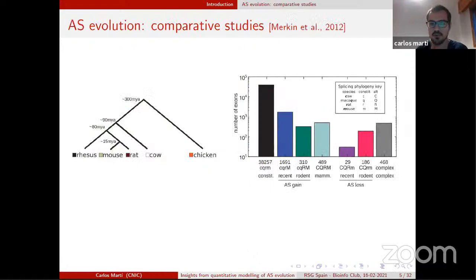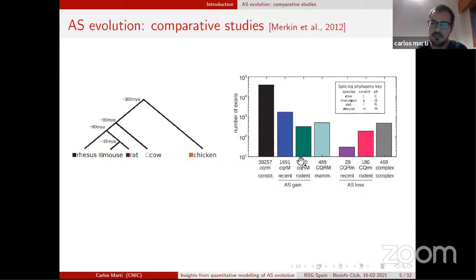An alternative approach to try to understand this problem is by studying the evolutionary patterns of alternative splicing. First comparative studies in 2012 took RNA-seq data from different species and different tissues, and they identified some exons that were alternatively spliced across the different species.